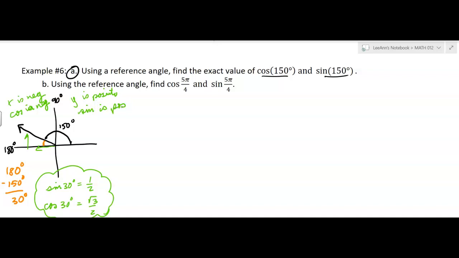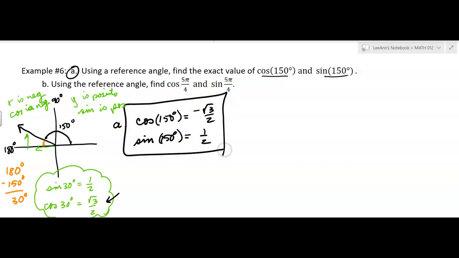Okay? So then for part A, the cosine of 150 degrees is going to equal, I did cosine first, right? Cosine was negative, so negative square root 3 over 2. And then the sine of 150 degrees is going to be positive 1/2.